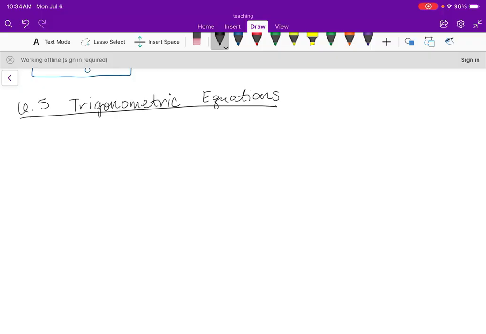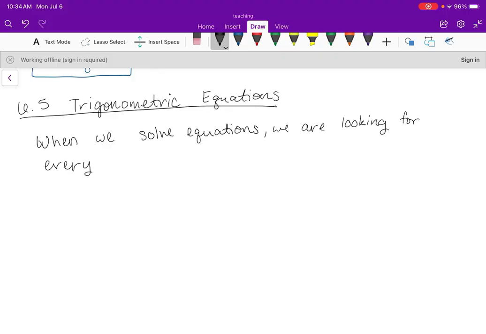Whenever we're looking at trigonometric equations, I'll put a little note here. When we solve equations, so we're solving for some kind of unknown, we are looking for every x or input value that would satisfy. For the most part, we're going to be looking at angles. So I'll put a little note here. We're going to be looking at angles.